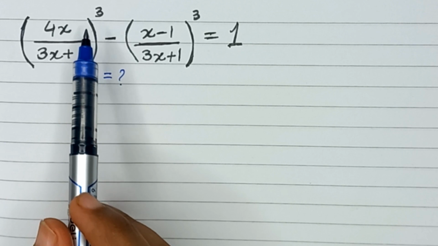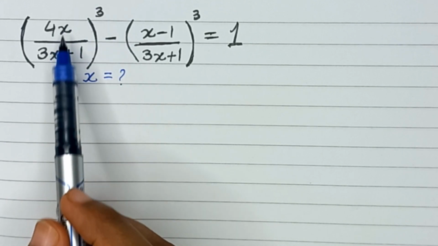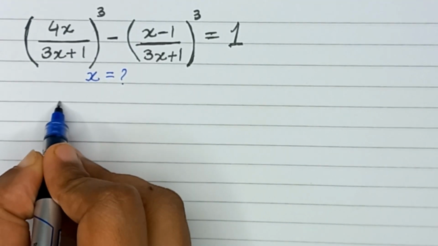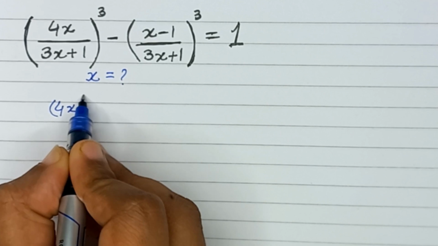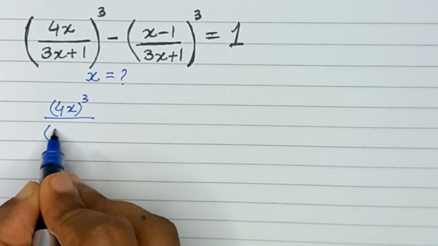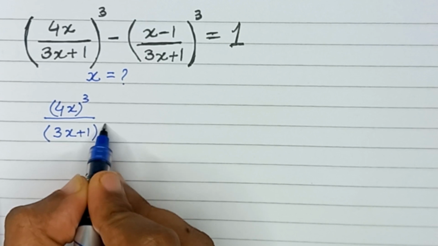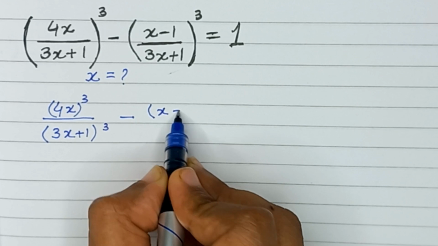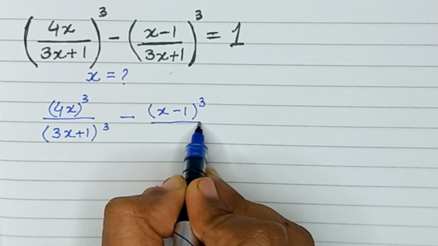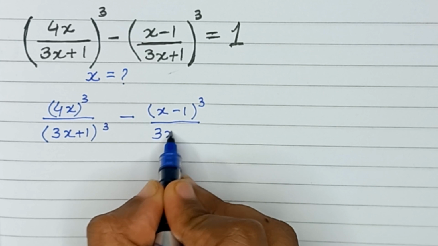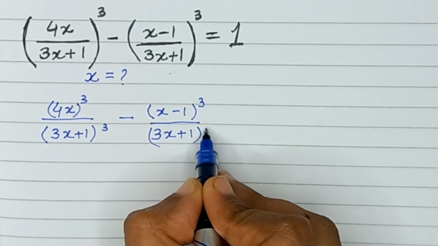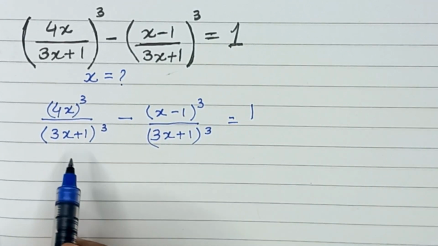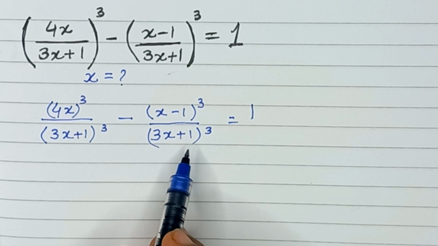So first of all we will apply this cube inside the bracket separately on numerator and denominator. So it will become 4x³ divided by (3x+1)³ minus, same case we will apply here, so it will become (x−1)³ divided by (3x+1)³, which is equal to 1. Now you can see that (3x+1)³ and (3x+1)³ are the same.